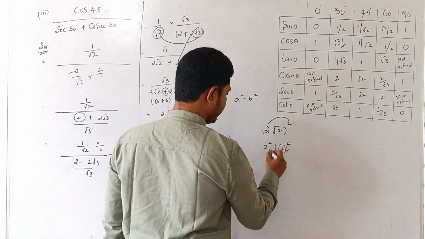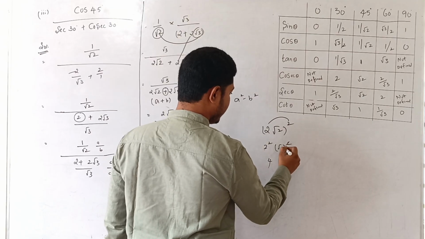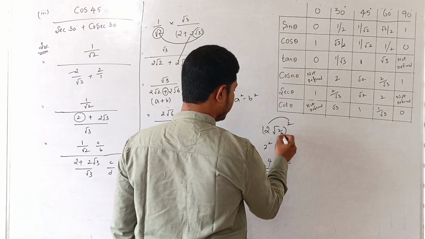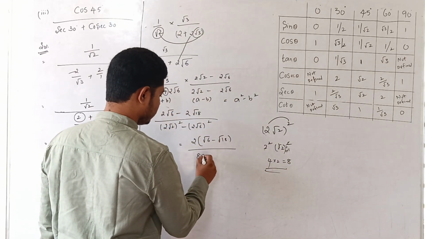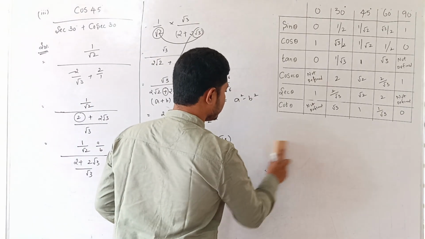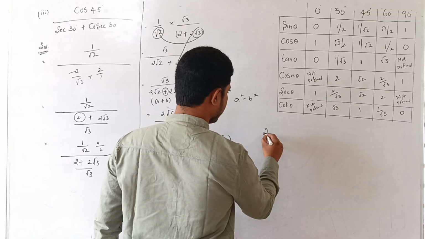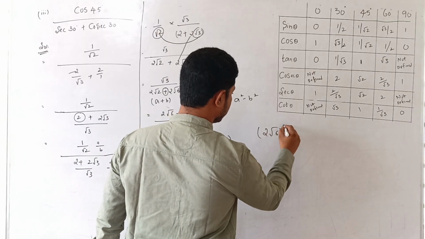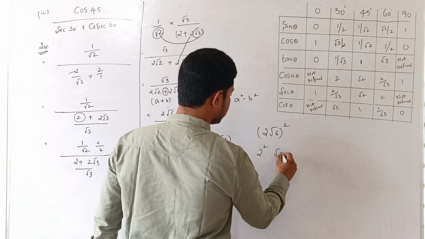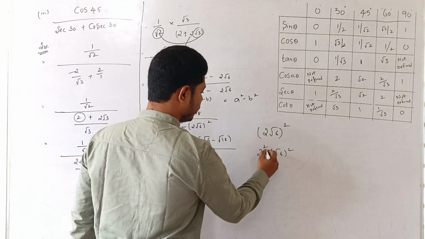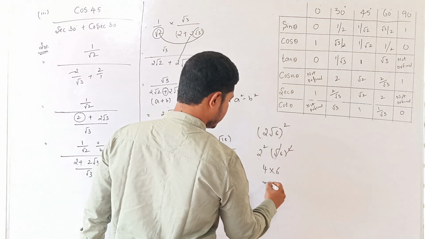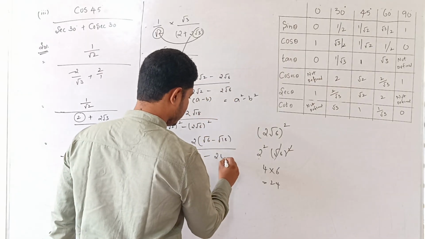Then 2 to the 4. I will cancel the square and 2 into 2. The value here, 2 root 2 whole square, is 8. Minus, like that I am going to solve the second part, that is 2 root 6 whole square. I will give this 2 and 6 whole square. 2 to the 4. I will cancel this square and root 6, that is equals to 24.